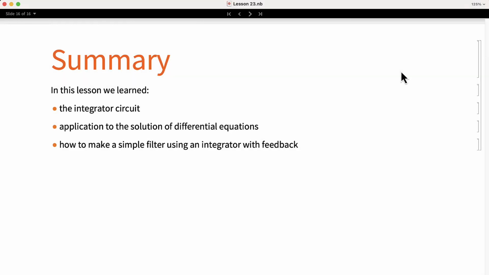As a summary for this lesson, we learned how to create an integrator circuit using op-amps. We saw two small examples on how we could use the integrators to simulate or execute a set of differential equations using an analog computer. The analog computer can be either a commercial one, like the DAT computer, or we could create the circuit using op-amps. We also learned how to make a simple filter by using an integrator with feedback. This circuit behaves as the equations of the RC circuit.